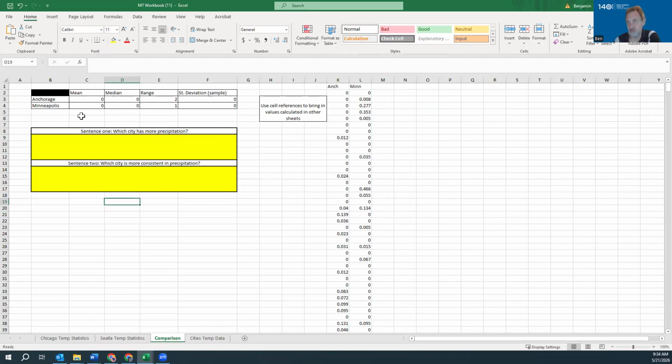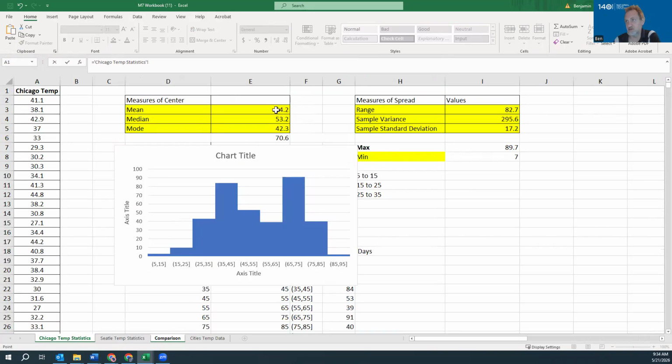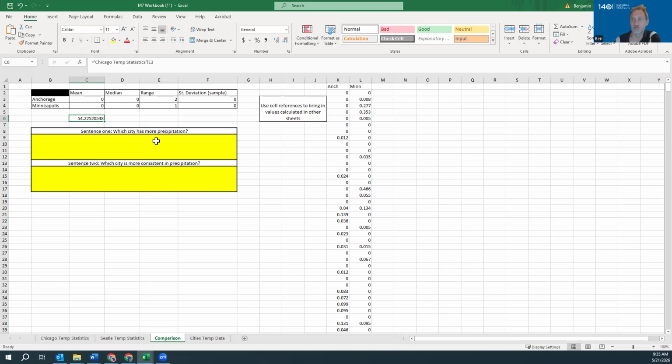If for some reason that got deleted or you typed in numbers and then you realize you didn't need to do that, all you need to do to make a cell reference to another sheet is start with the equal sign and then you go over to, say, the mean in Chicago, and then you press enter and it'll bring the number over for it.